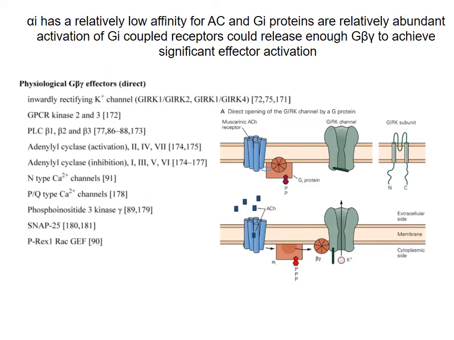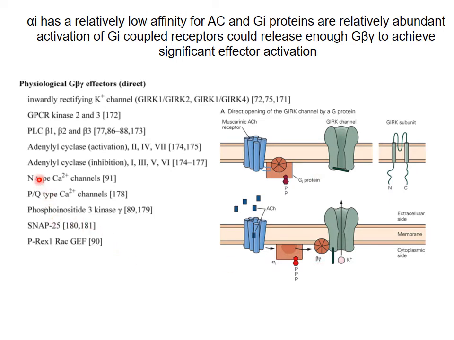Now, because the alpha subunit has really low affinity for adenylyl cyclase, and Gi proteins are really abundant in the cells, they are going to lead to production of a lot of beta gamma. So most of the effect when we talk about beta gamma will be through the Gi/o proteins because they have sufficient levels of beta gamma to exert its effect. Beta gamma, as we talked, can lead to the opening of GIRK channels and hyperpolarization.